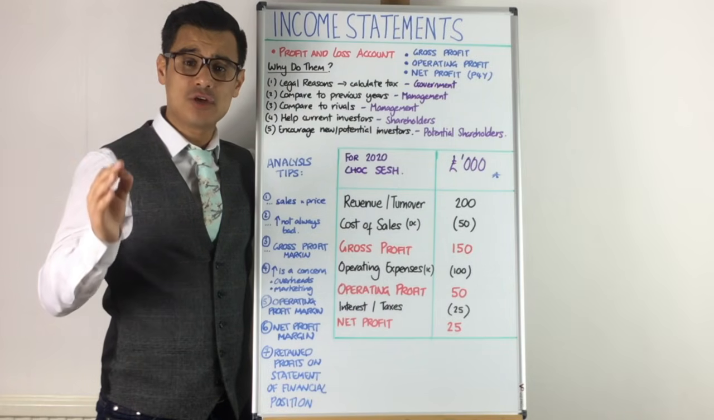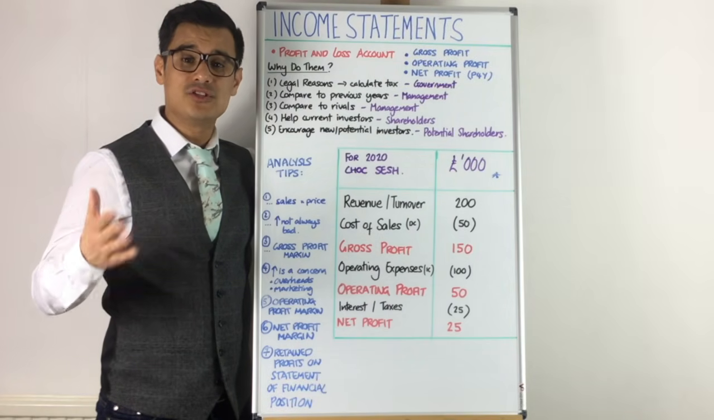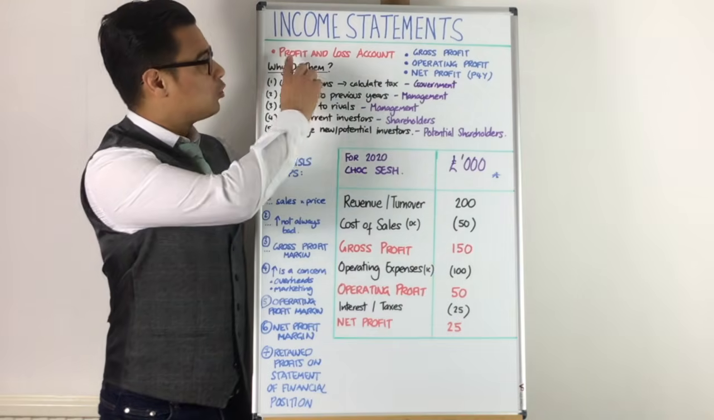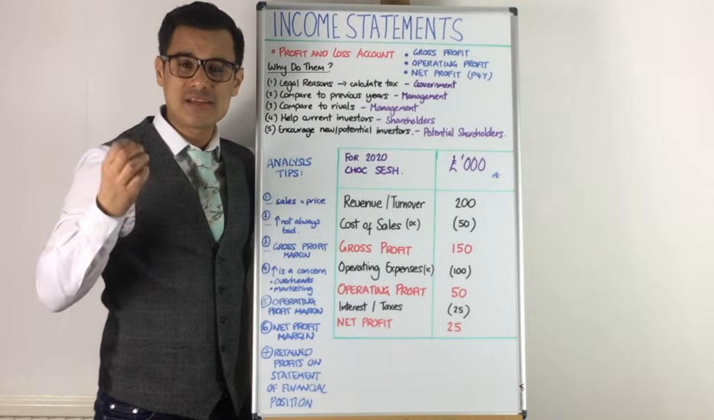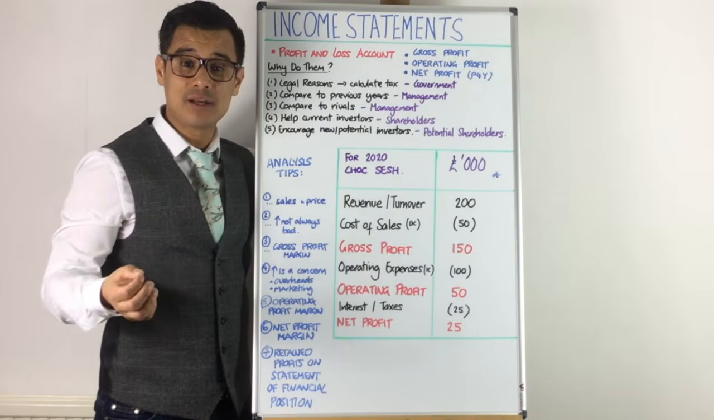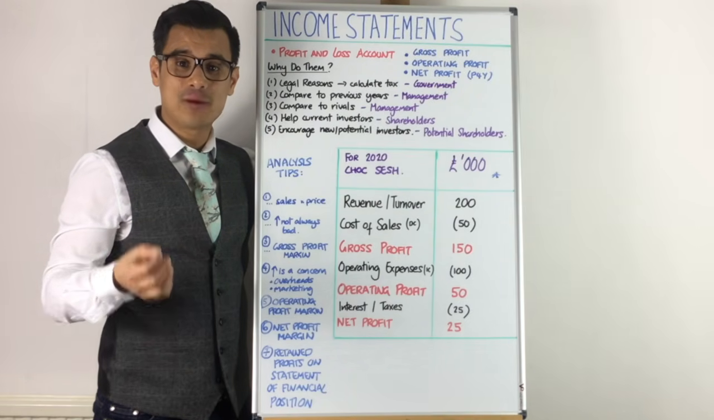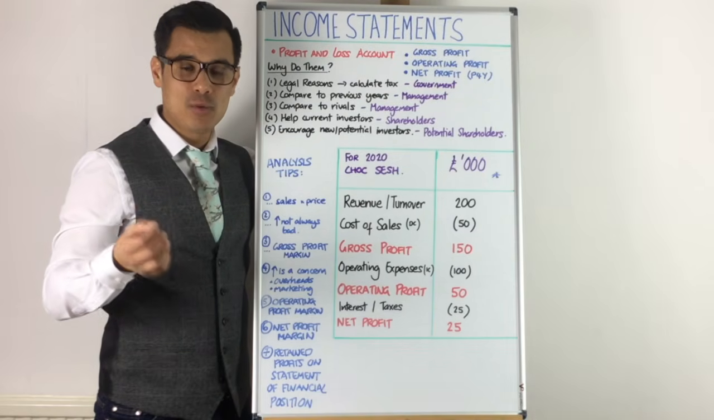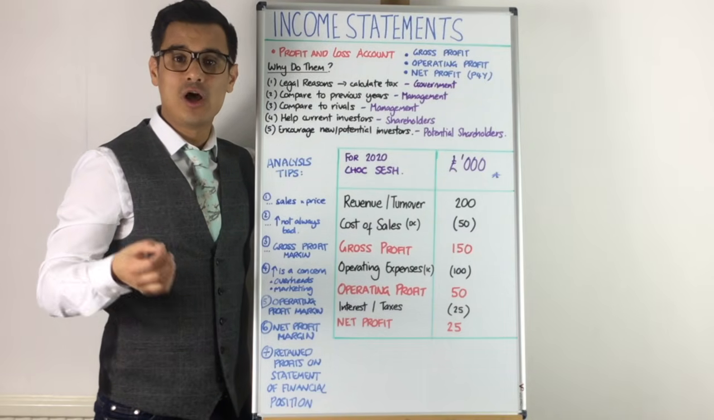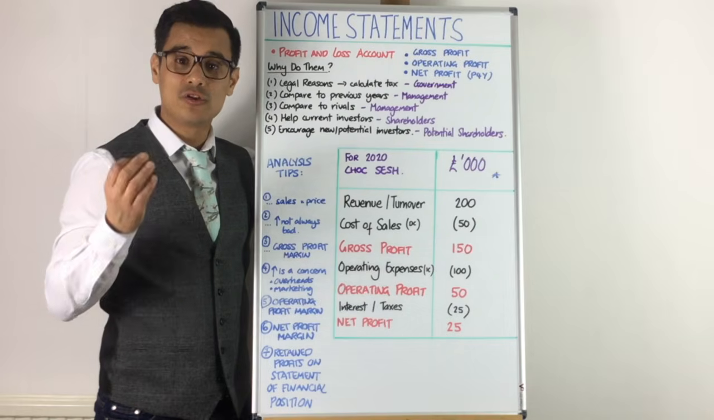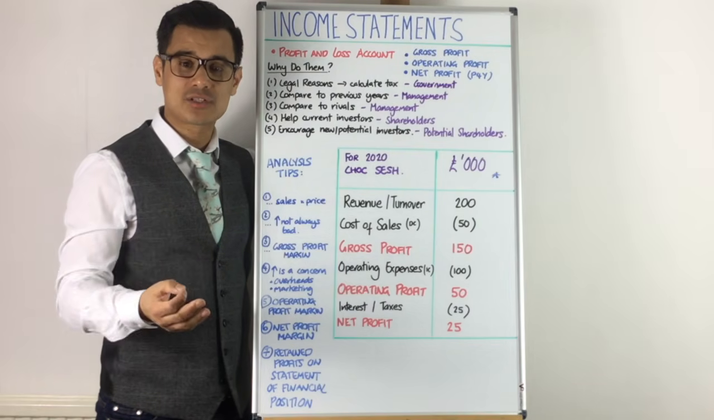The key thing to note is that income statements is the new name for what was previously called profit and loss accounts. And that's probably the easier way to think about it, because income statements will ultimately show for a company in a year if they've made either a profit or a loss. And that's why they were previously called the profit and loss accounts.